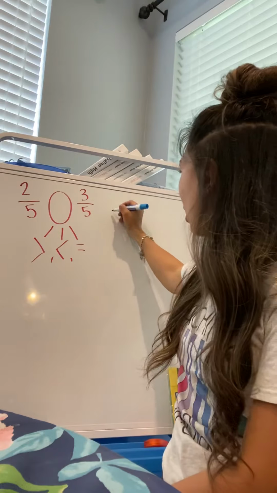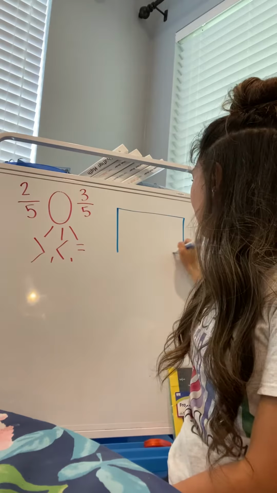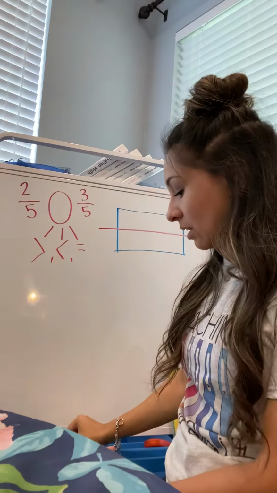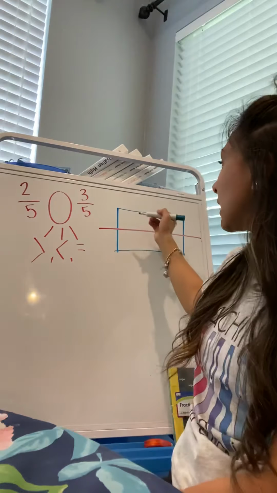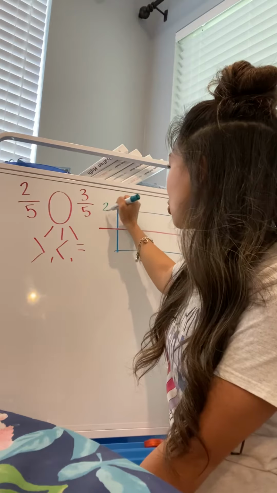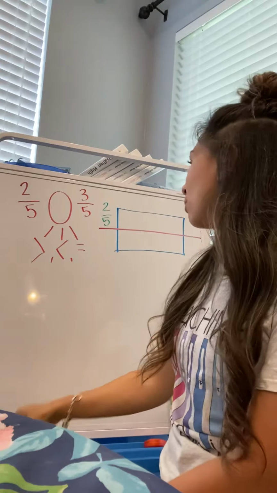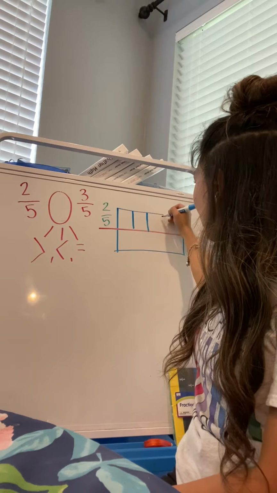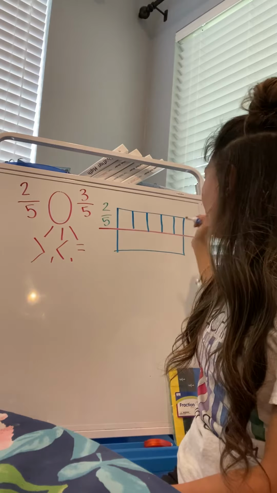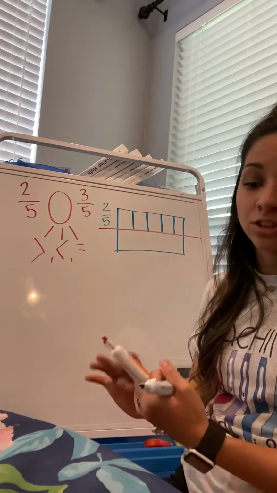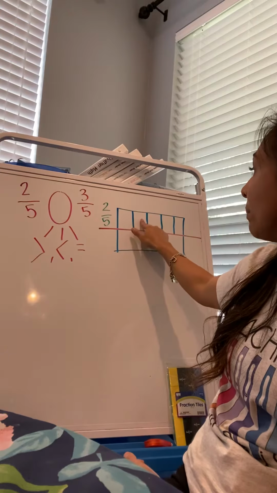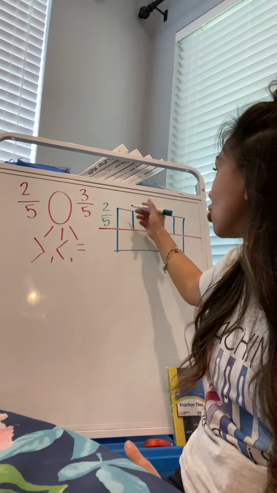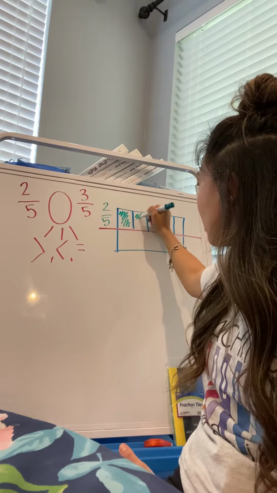I'm going to draw my big rectangle and split it in half. My top number, or my top rectangle, I am going to be representing 2/5. So I'm going to break my rectangle up into fifths. 1, 2, 3, 4, 5. And again, try to make it as even as you can. You want each piece to be as equal to the last piece as possible. And I'm going to shade in 2. 1, 2.